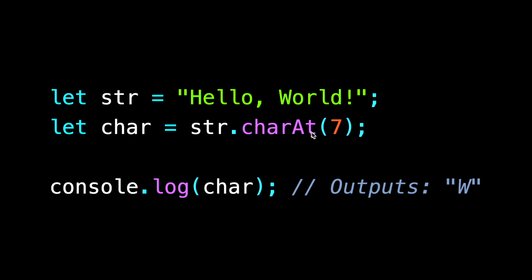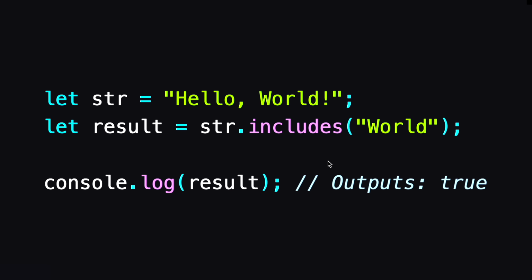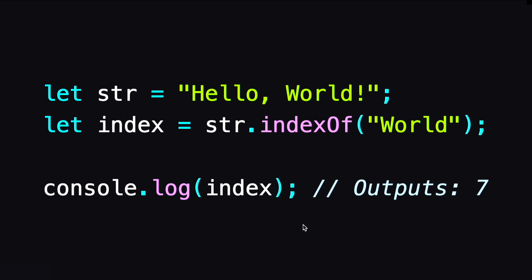And now we have caret. That's how you can get the letter at a specific index. So index 7 is 0, 1, 2, 3, 4, 5, 6, 7, the W. That outputs the W. And then we can check if the string includes this substring. And in this case, yes, it does: true. If it didn't include world, it would be false. Then we can find the index of world. So where does this substring start? Well, 0, 1, 2, 3, 4, 5, 6, 7. It starts at index 7.